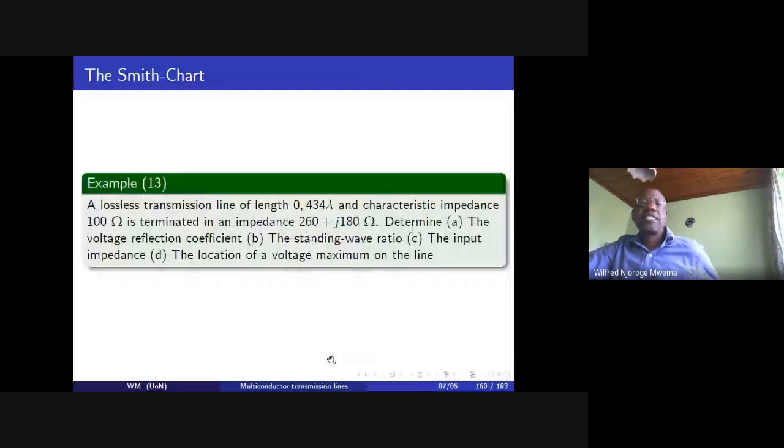A lossless transmission line of length 0.434 lambda and characteristic impedance of 100 ohm is terminated in an impedance of 260 plus j180 ohm, and you are required to determine A, the voltage reflection coefficient, B, the standing wave ratio, and C, the input impedance and the location of the voltage maximum on that line.